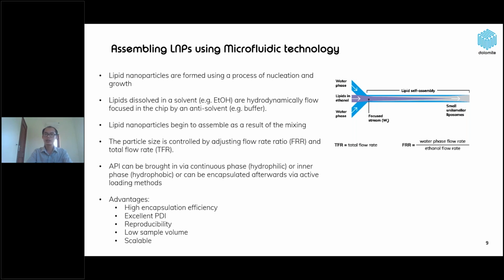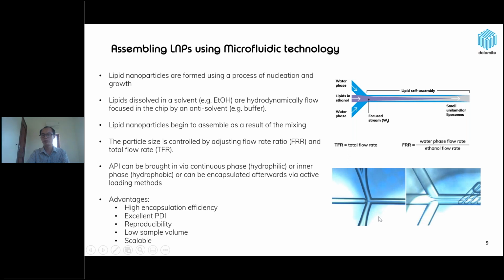Using microfluidic technology brings many advantages for liposome or lipid nanoparticle formulation: high encapsulation efficiency, very excellent PDI, rich reproducibility at low sample volume, and it's easy to scale up. With microfluidics, we can apply very small amounts of energy in the process.